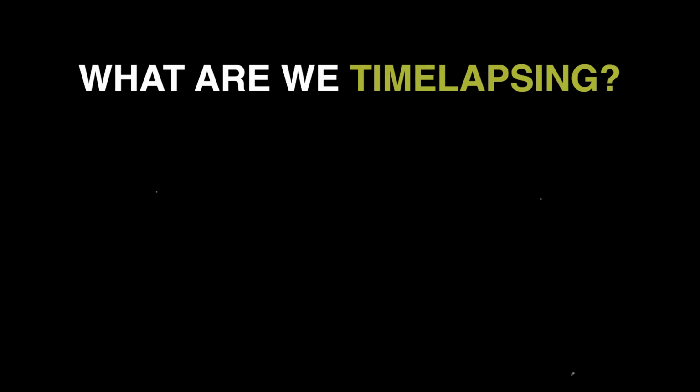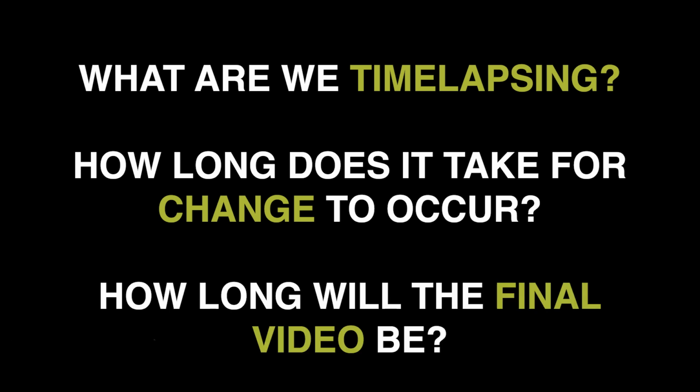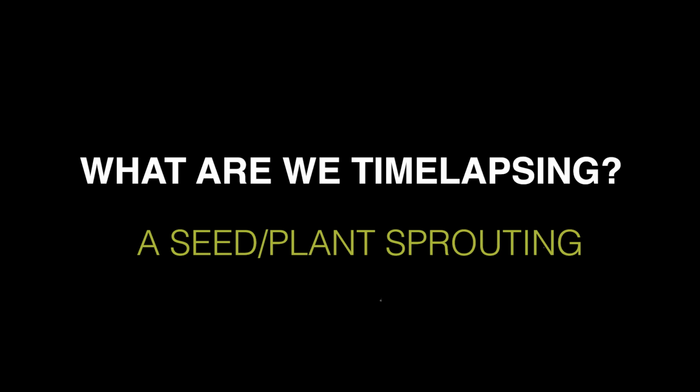In order to find our interval, we need to answer 3 questions. The first question is, what are we time-lapsing? The second question is, how long does it take for change to occur? And the third question is, how long will the final video be? So for our first example, we're time-lapsing a plant or a seed sprouting. So that answers the first question.